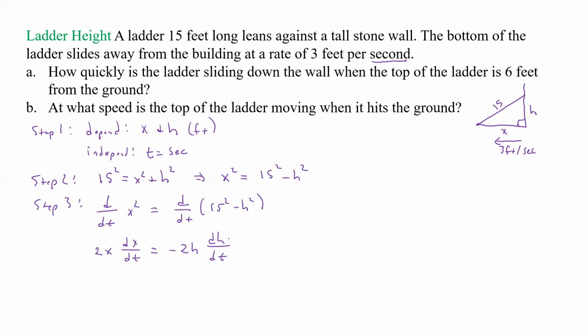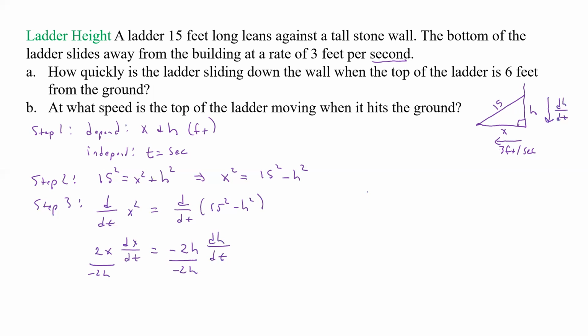Okay. Now, what do we want to do? How quickly is the ladder sliding down the wall? So we want how quick it's going here. So we want dh/dt. Okay. So we need to solve what we did in step three for dh/dt. So we're going to divide by negative 2h. We're going to divide that by negative 2h.